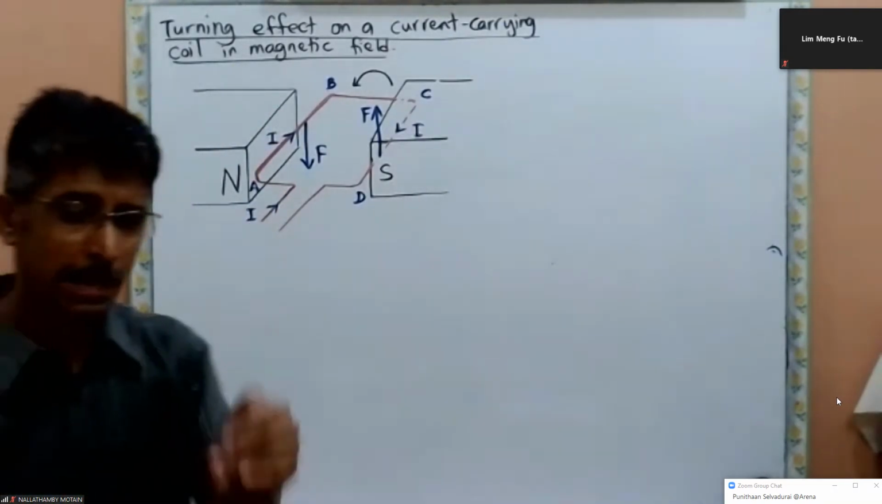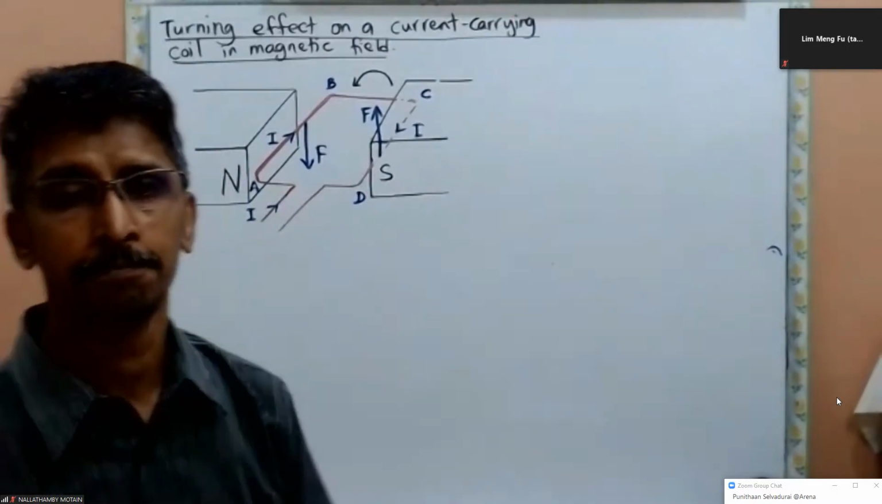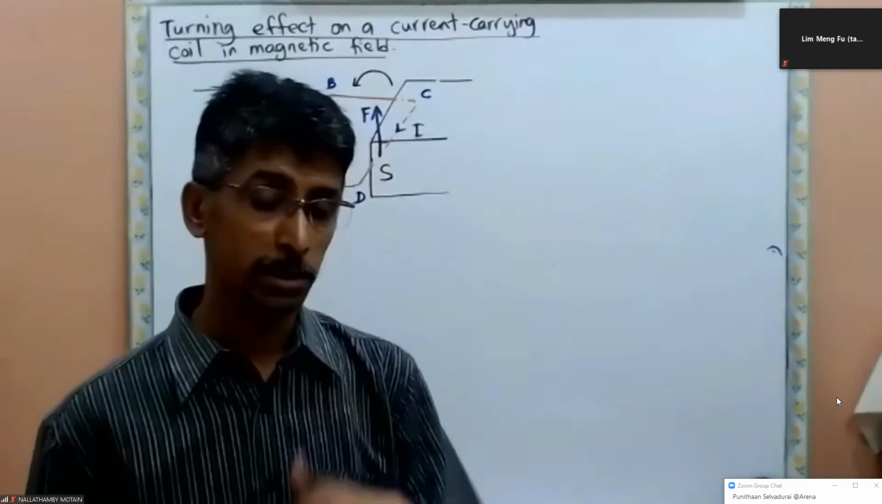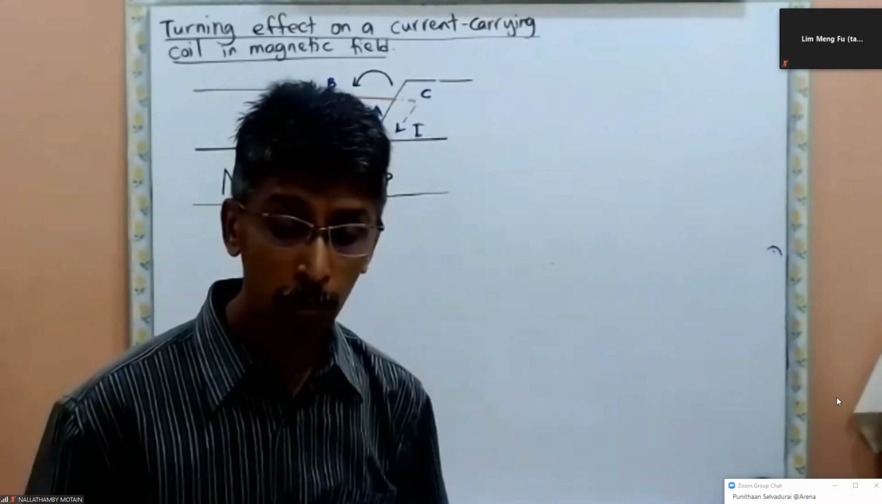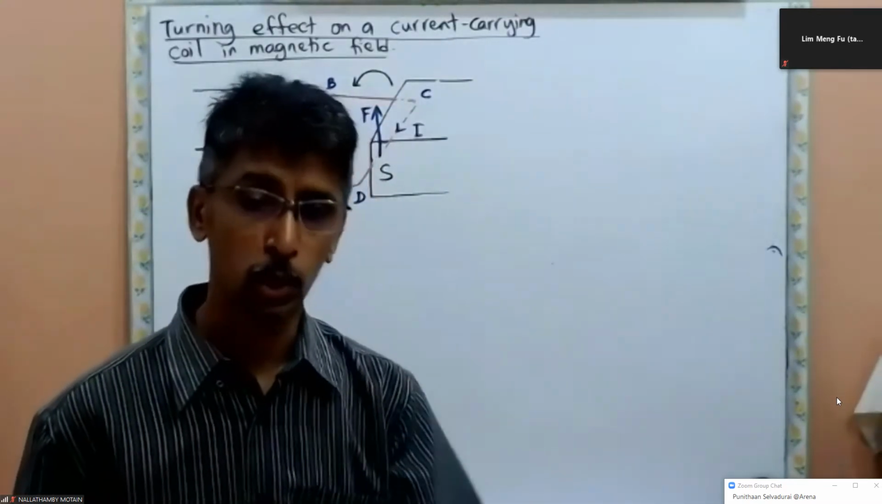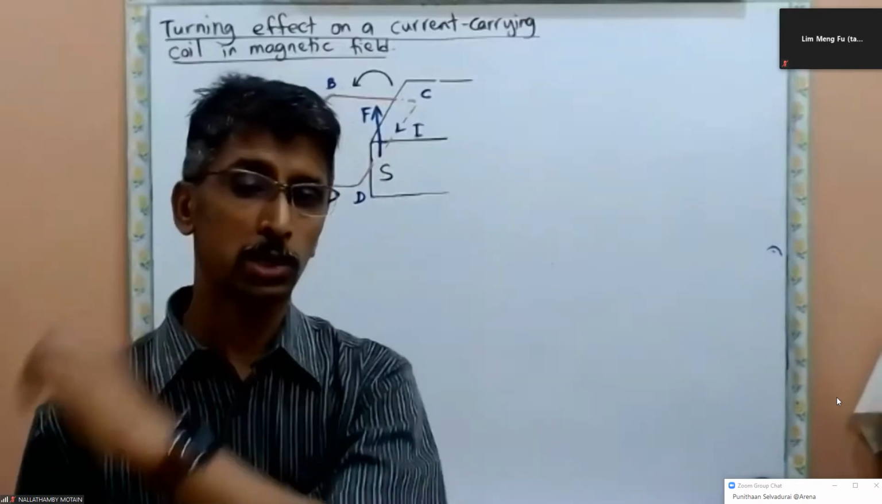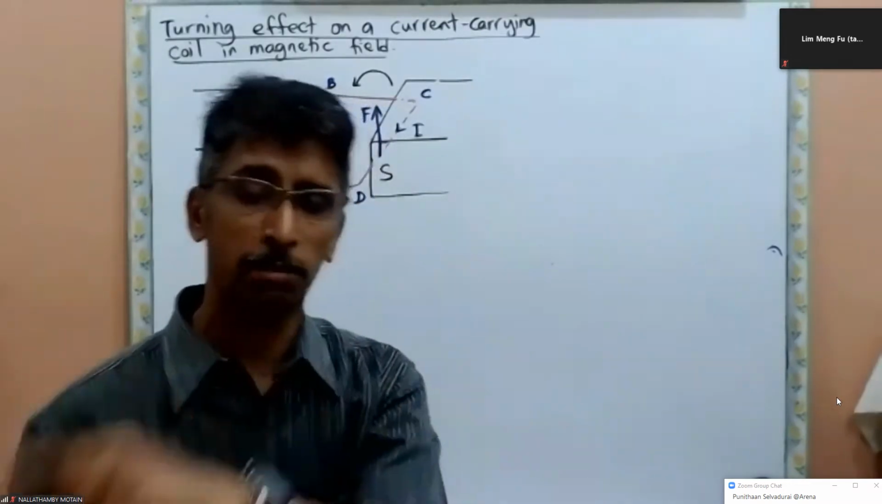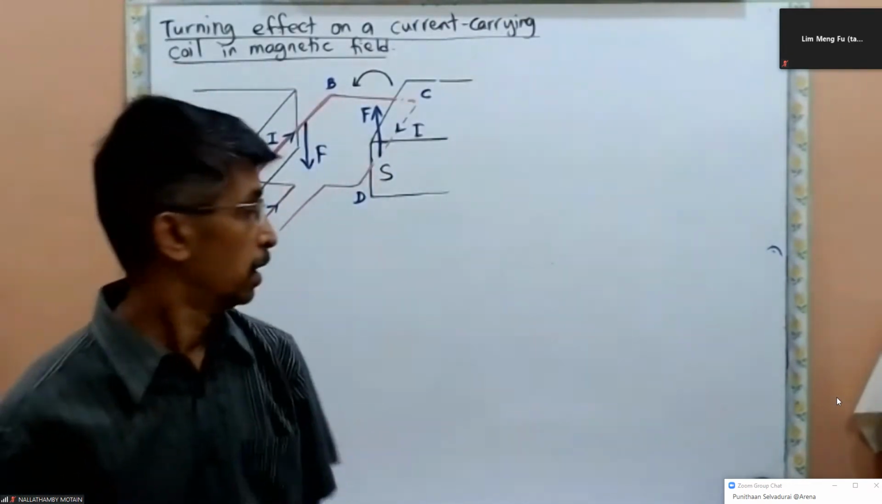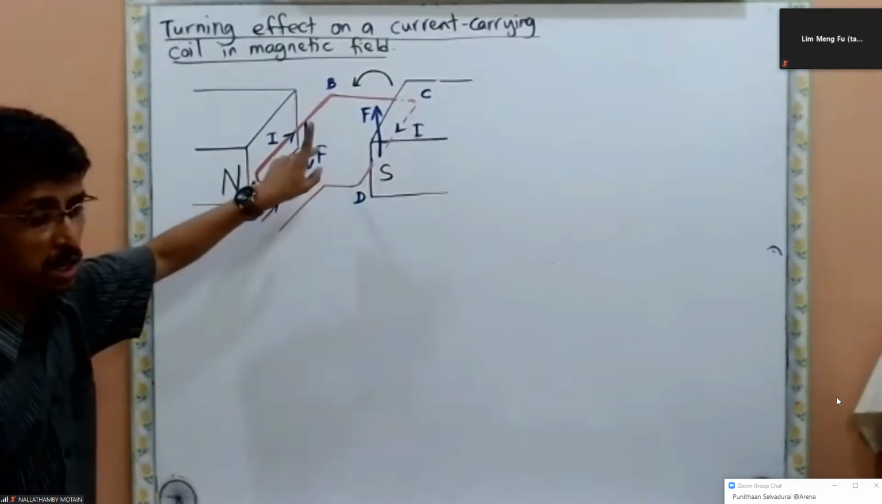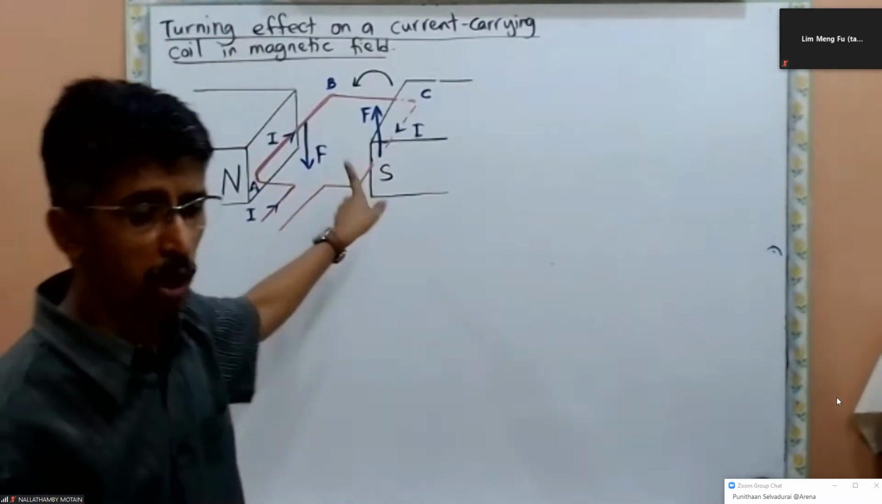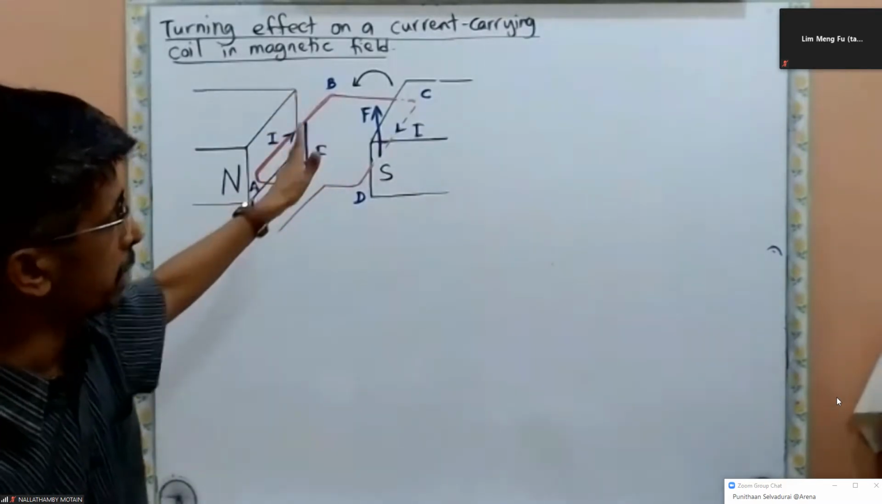Now we try to write the best answer. I know that in that year my students would normally write the right hand slap rule. Luckily I was there, so I asked why it was not accepted. Towards the end, they accepted the right hand slap rule. So here it produces a turning effect, and the direction of force we determine using Fleming's left hand rule.